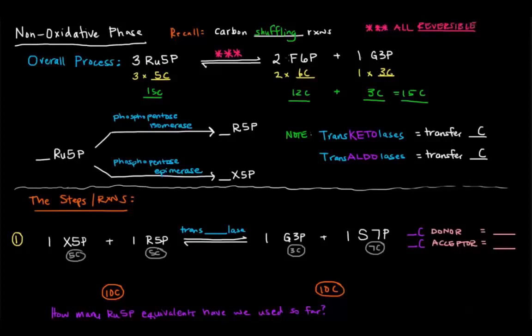Okay, that's very, very important. I'll get to why later. So let's say we start off with 3 ribulose 5-phosphates, like we set up here in the overall process. So we said that Ru5P can be turned into R5P, another 5-carbon molecule. It can also be turned into X5P, so xylulose 5-phosphate.